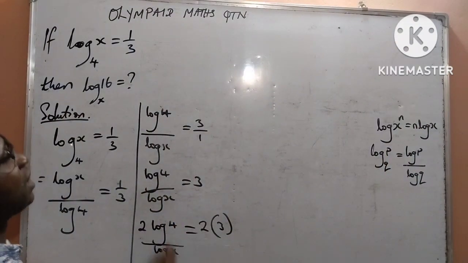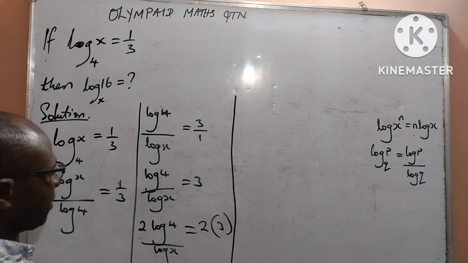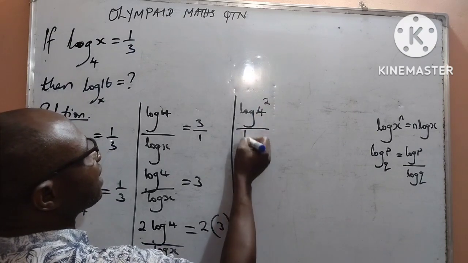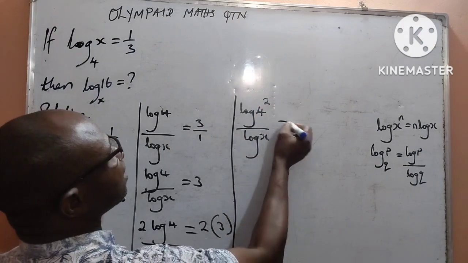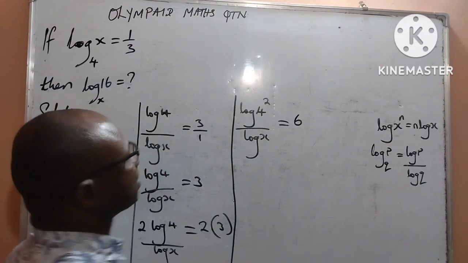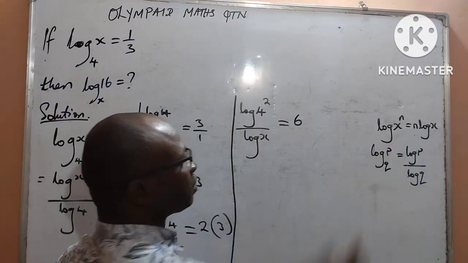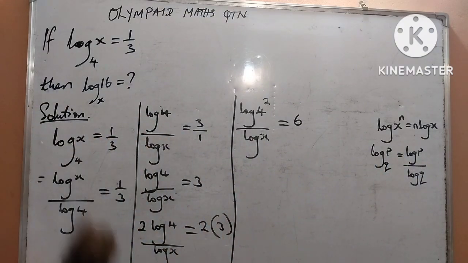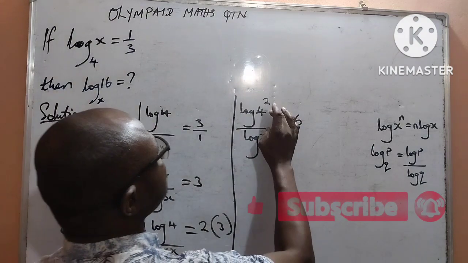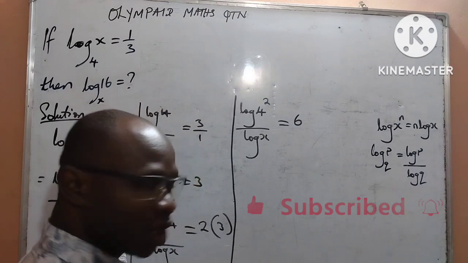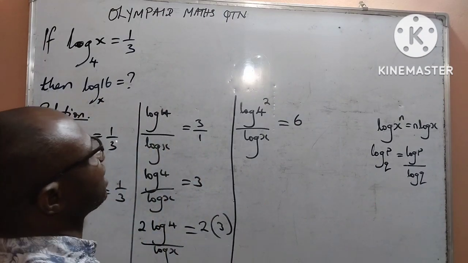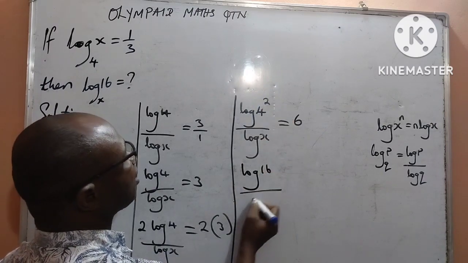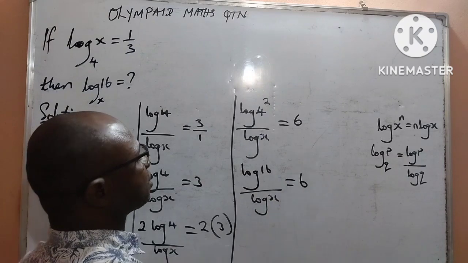Meaning that this 2 will go inside and it becomes the log of 4 raised to the power 2 all over the log of x, then equal to 2 multiplied by 3, which is equal to 6. Beautiful. So I have applied this law. Remember, the first law was the first step I took into the question, and now at this point, I applied the power law of logarithms. It can still be written as the log of, of course, 4 raised to the power 2 is 16, all over the log of x, then equal to 6. Beautiful.